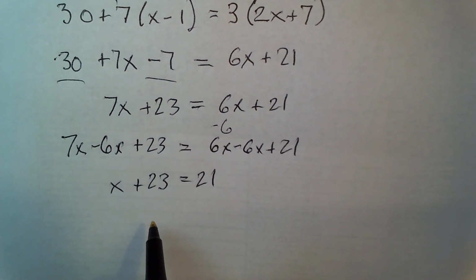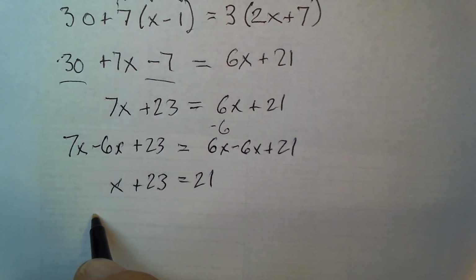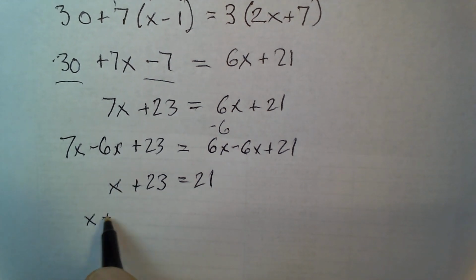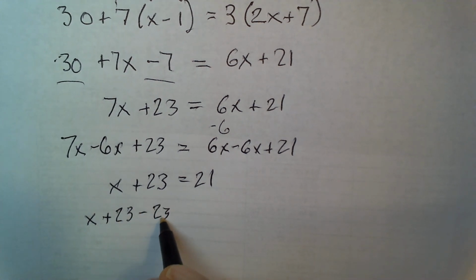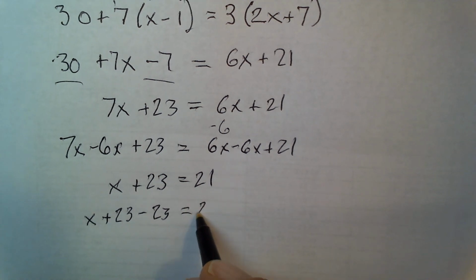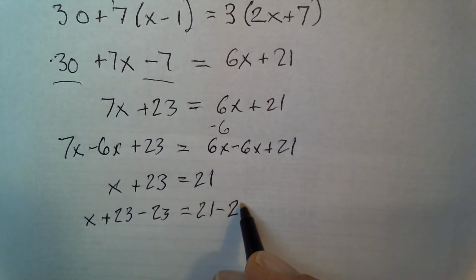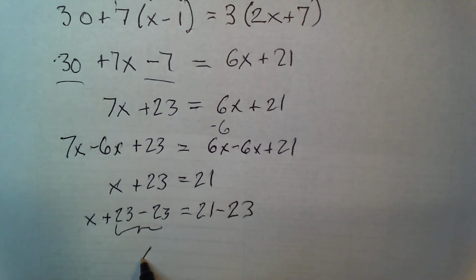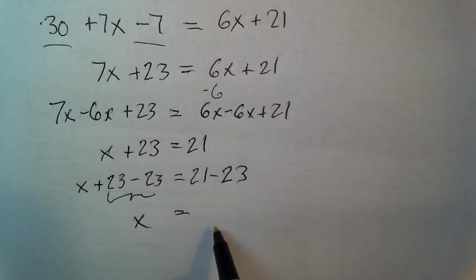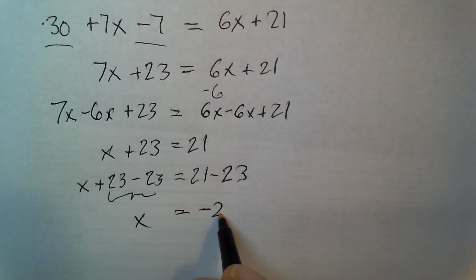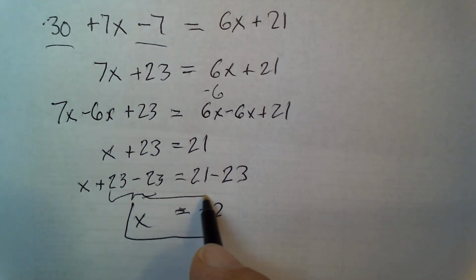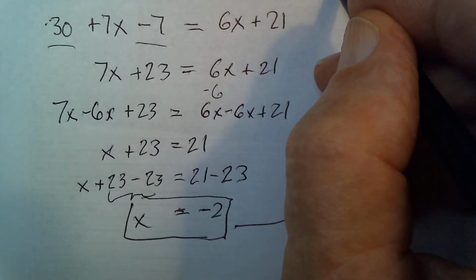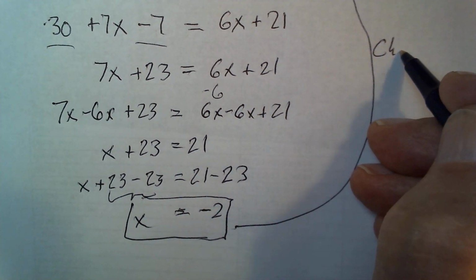And so now all we need to do is subtract 23 on both sides to isolate our variable x. So x plus 23 minus 23. And so we need to subtract 23 on the right side also. So this is 0. So we only have x. And 21 minus 23 is negative 2. So that is the solution of our original equation. And again, be sure to check your answer when you do it yourself.